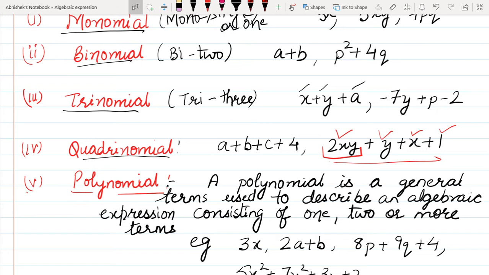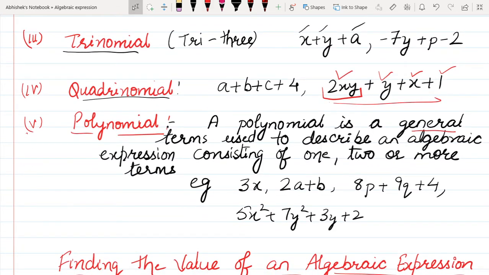Now last is polynomial. So what is a polynomial? A polynomial is a general term used to describe an algebraic expression consisting of one, two or more terms. All these are known as polynomials. 3x is a polynomial of one term, then a polynomial of two terms, and so on.